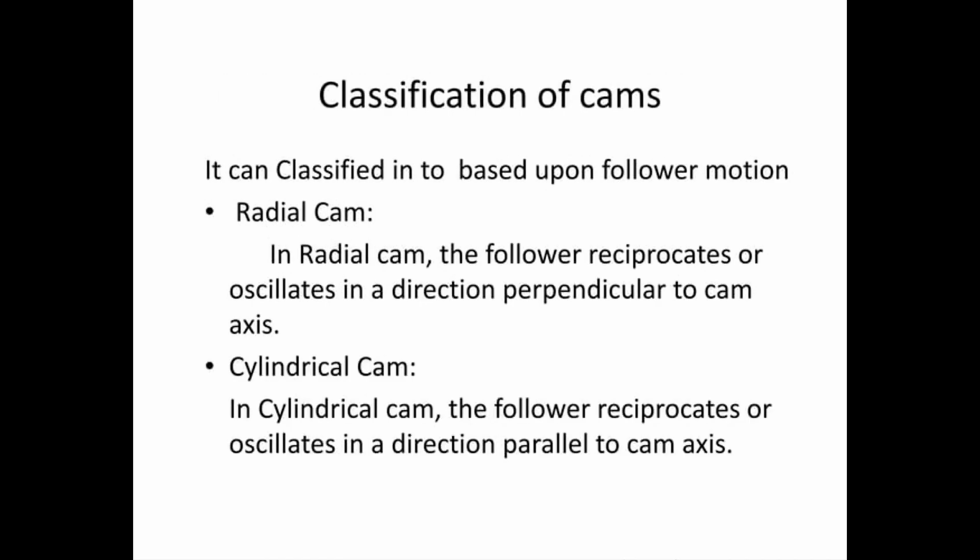The classifications of cams: we have the radial cam, in which the follower reciprocates or translates in a direction perpendicular to the cam axis. This is also called a disc cam. A cylindrical cam means the follower reciprocates or otherwise oscillates in a direction parallel to the cam axis. So this is one model.